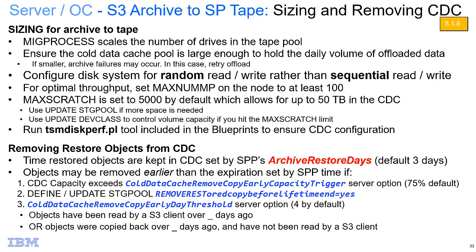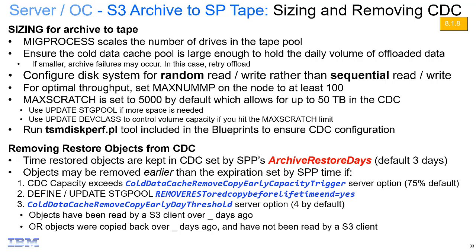You can use update storage pool if you need to add additional space, or update dev class to control the volume capacity if you hit the max scratch limit. You can also use the tsmdiskperf.pl tool, which is part of our blueprints, if you want to ensure that the cold data cache configuration is valid and has the speeds and feeds needed. And you will need to carve out the cold data cache directories prior to defining them.